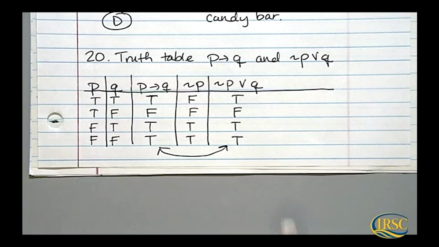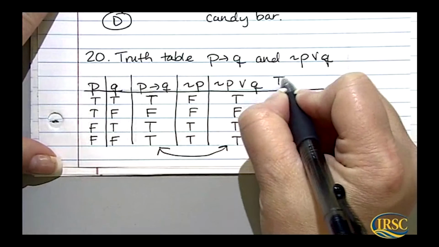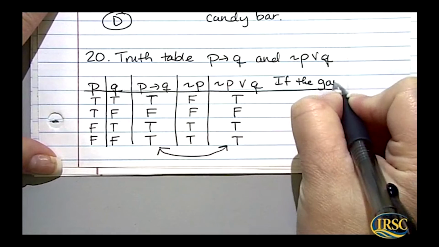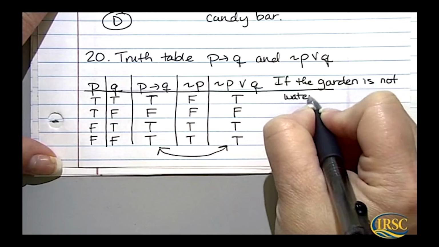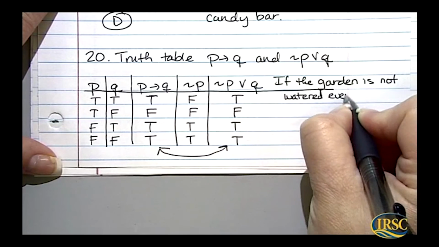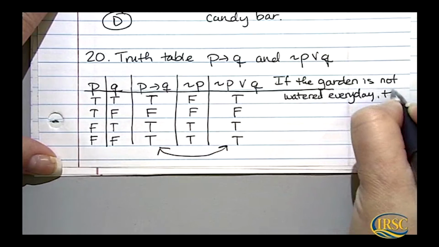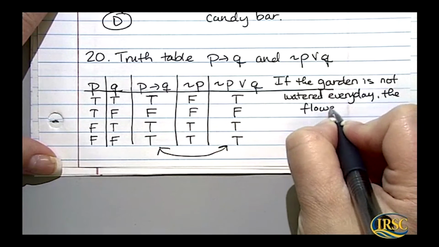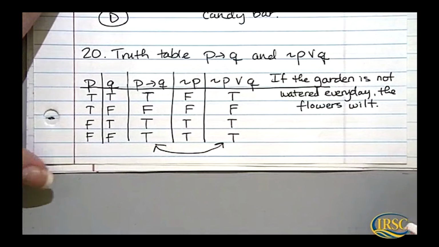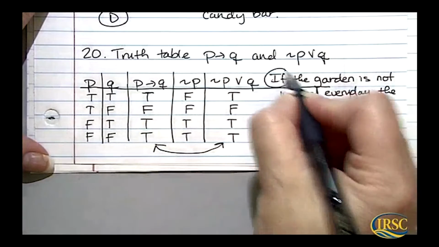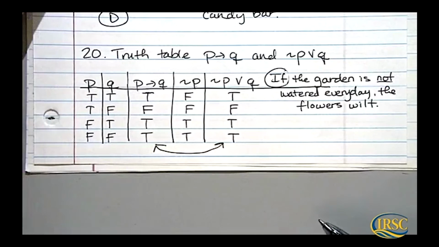Okay, so now that you know that these two are equivalent, now it wants us to write an equivalent statement too. If the garden is not watered every day, the flowers wilt. Okay, so what are the key words in here? If not, okay, there's actually no then, but it's assumed there.